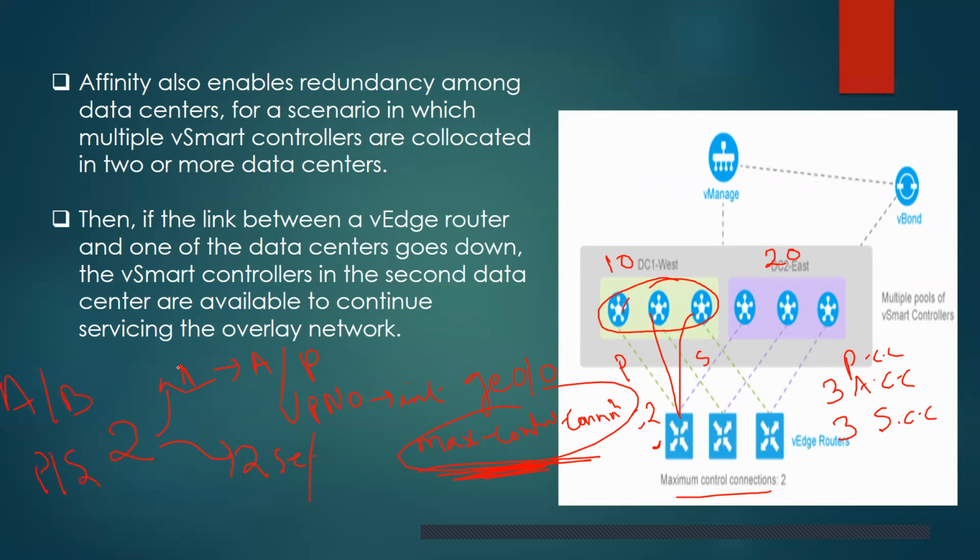Any doubt in this concept? Do you have any question in this? Yeah. Ratnesh, so when you say two control connections, means two connections with two controllers. Yeah, max-control-connections is how many control connections one vEdge device can have? Not vSmart, but from the vEdge device itself, how many control connections? Like when you are running the show control connections command, so one control connection, two control connections.